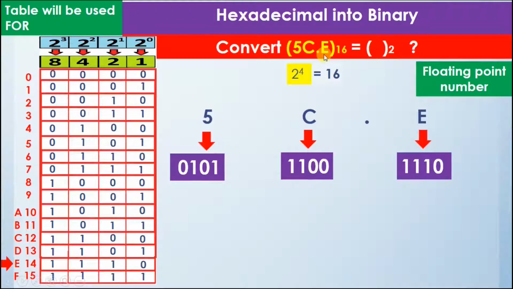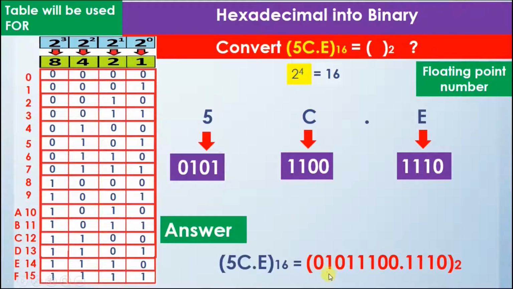If we have more digits in the example, then we will calculate the binary value of all of the digits. So now we have calculated the binary value of these 3 digits 5, c and e. So we will combine them all together to become one number.